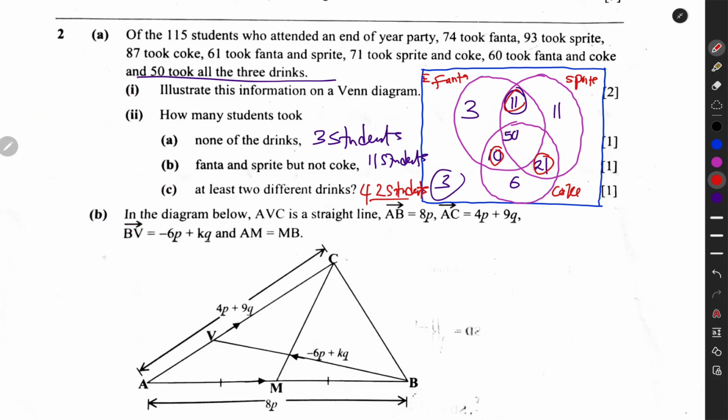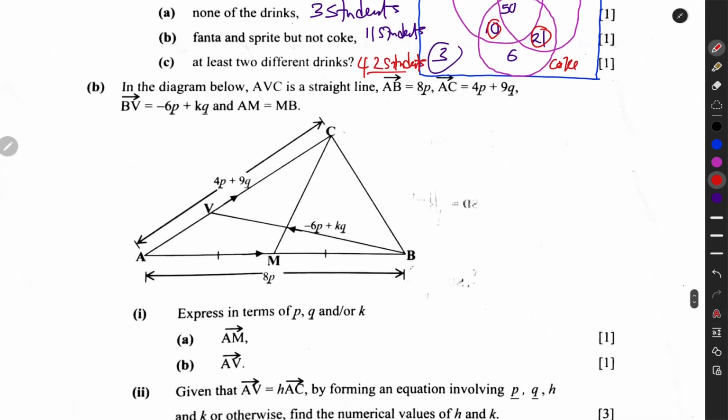Let us now look at the question on vectors. In the diagram below, ABC is a straight line. As you can see, ABC is a straight line, and AB is equal to 8p. So the whole of this one is equal to 8p. AC, which is the whole of this one, is labeled 4p plus 9q. Then BN is equal to negative 6p plus kq, and AM is equal to MB.